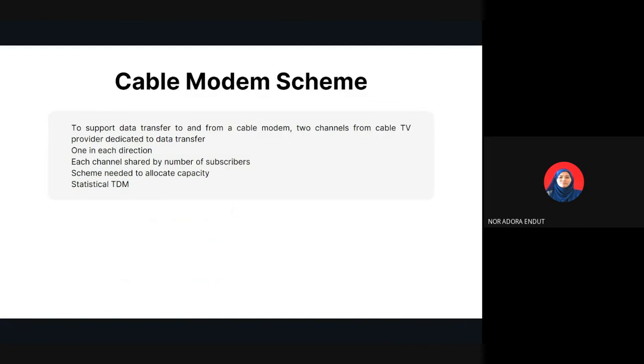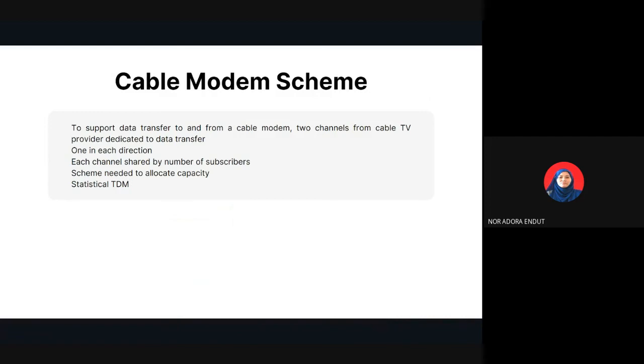Okay, so this is an example application of statistical TDM. This is quite an old technology lah, dipanggil cable modem. Dekat Malaysia rasanya tak sempat lah kot, ni dekat America where they have coax cable. Coax cable being laid down dekat setiap residential area. Jadi dia multiplexkan macam dulu macam Astro lah. So TV channels, paid TV channels.